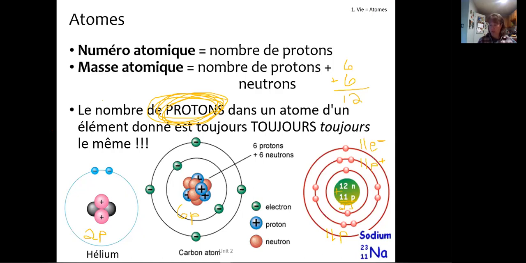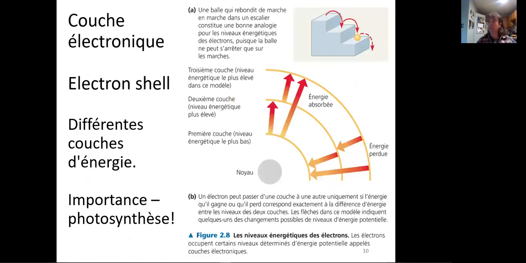Next slide. I tell myself to change the slide. Okay. Let's discuss the electronic shell a little bit more, because this will become important when we talk about bonds. Why do we have to talk about bonds? So we know how molecules attach. Why do we have to talk about how molecules attach to each other? Because that affects life.